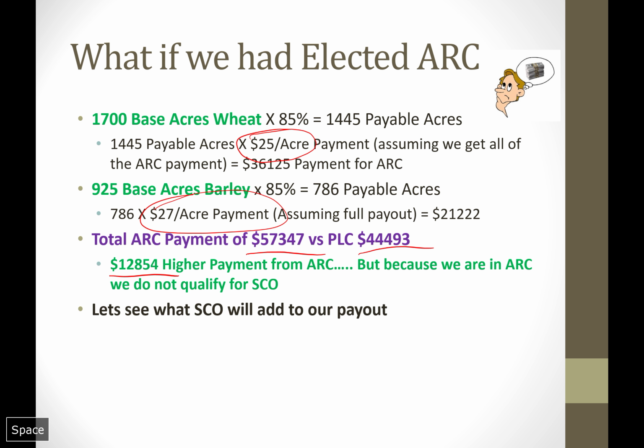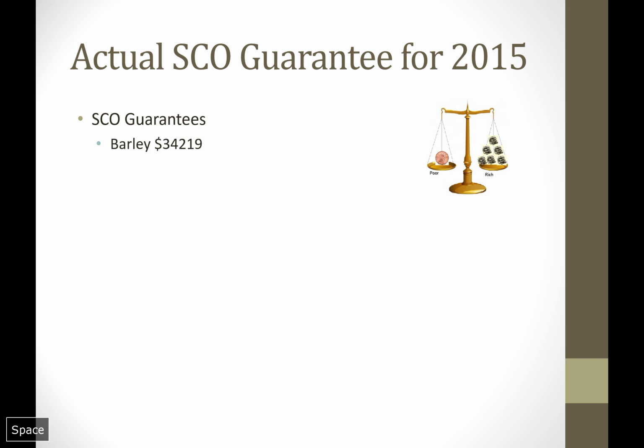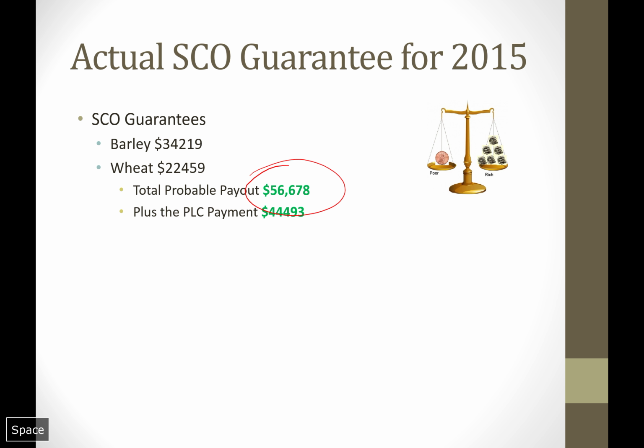So let's see what happens with our SEO payout once we add that into all of this. These are our actual SEO guarantees for the 2015 crop year for our farm. On barley, we're going to figure SEO is going to pay out completely, probably because the barley yields were incredibly poor, at least up by the Sweetgrass Hills where the bulk of the barley is, plus the price drop. So we'll probably get a $34,000 barley payment. That's what our guarantee is. $22,000 on the winter wheat, because remember we had that big revenue drop, plus there were some declines in yield because of the drought. So for our farm, we'll probably get a $56,000 SEO payout.